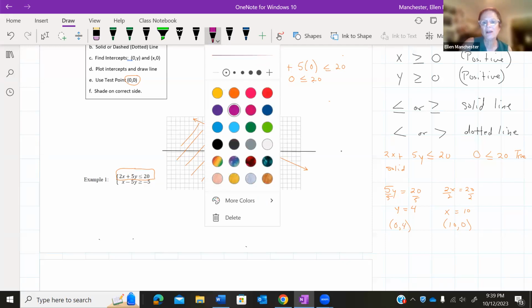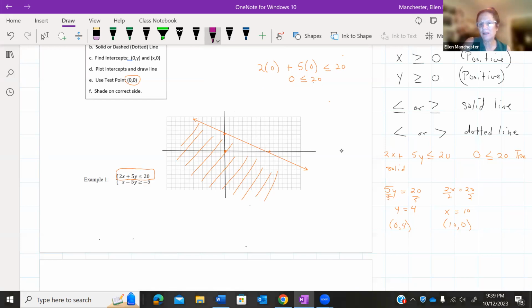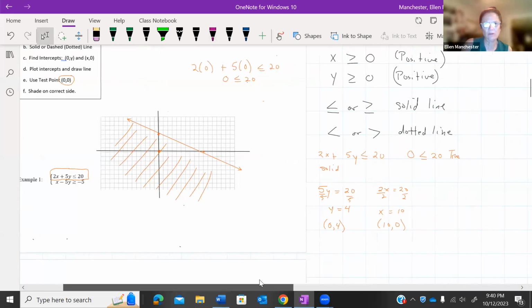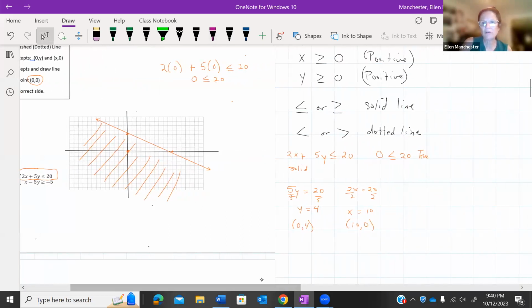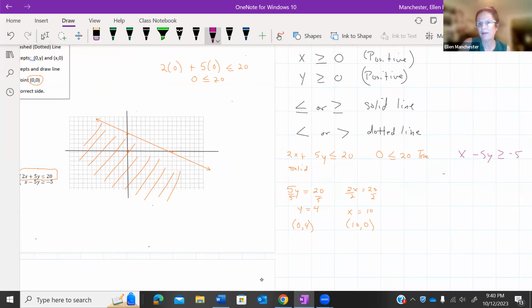Okay, so now we're going to do the other line. So notice I am creating my intercepts. I'm noticing, is it solid or dotted? I'm shading, and then I go to the next line. Okay, don't go back and forth between lines. Do one line, shade, then jump to the other line and shade. Okay, so now let's see, move this over just a little bit so I can do the other one. So the other line is X minus 5Y is greater than or equal to negative 5. Okay, so I know I'm going to have a solid line.